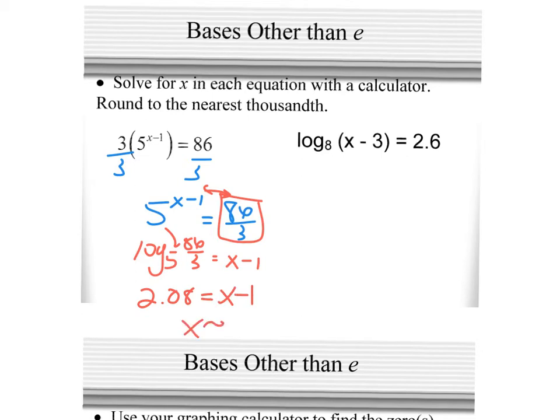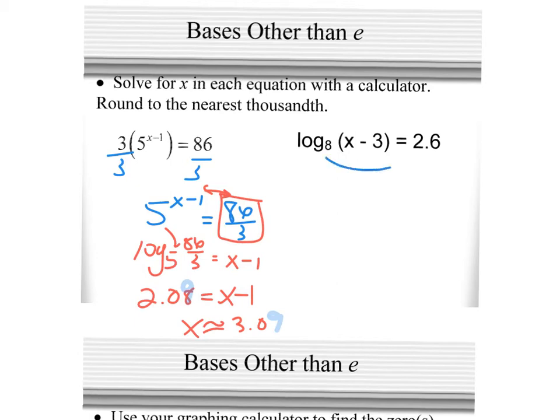So x is going to be approximately 3.08. Actually, that's more like a 9. I lied. Let's make that a 9 for rounding. So 3.09.